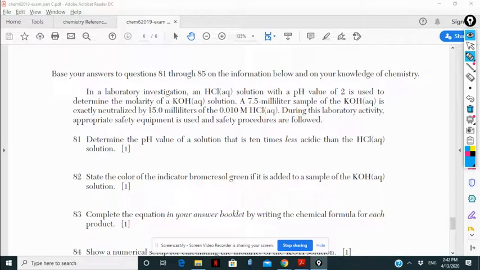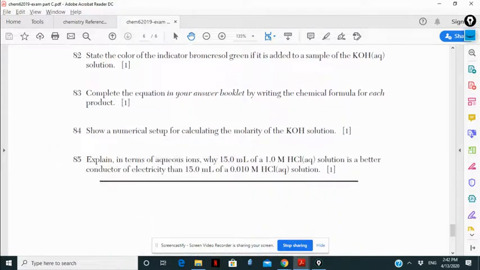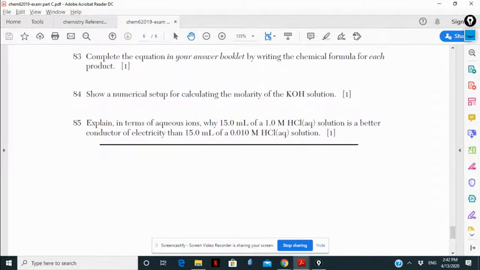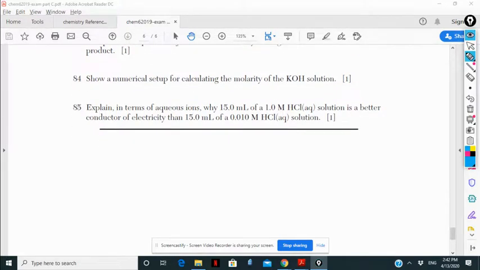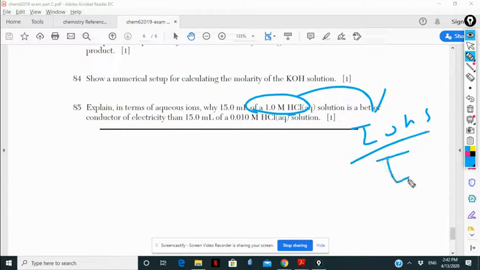Now, explain in terms of aqueous ions. So when it's 1 molar, it has more ions, and more ions means more electricity because the migration of electrons and ions is responsible for the electric current.